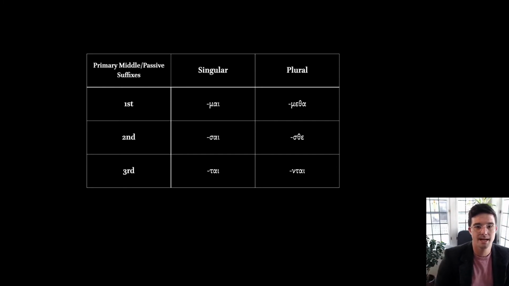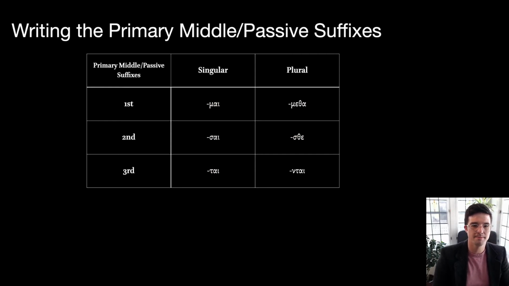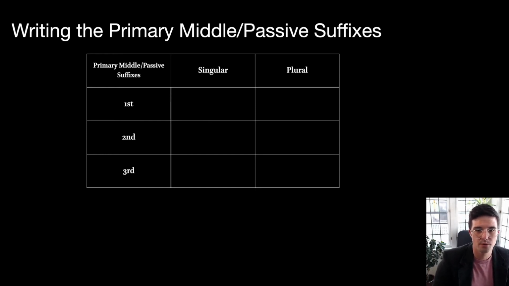So we're going to once again speak these suffixes 3 different times and then write them down: mai, sai, tai, mitha, ste, ntai. And again, mai, sai, tai, mitha, ste, ntai. Last time: mai, sai, tai, mitha, ste, ntai. And let's go ahead and write them down. Take one more look, and I'm going to take them away. Go ahead and write them down on your whiteboard.